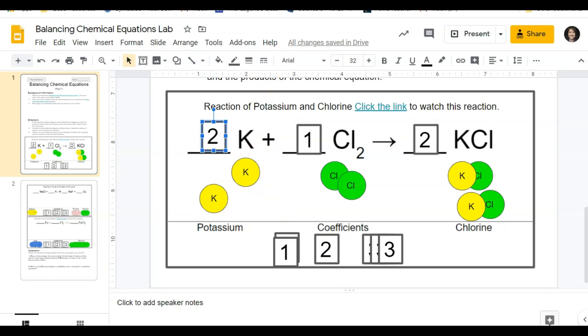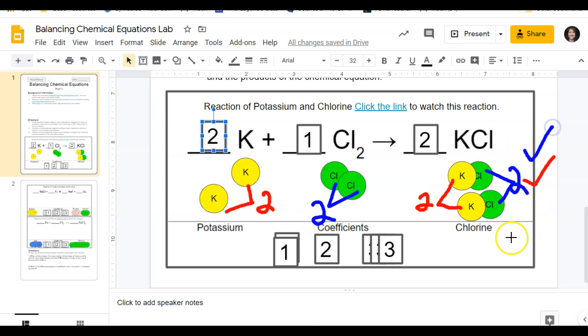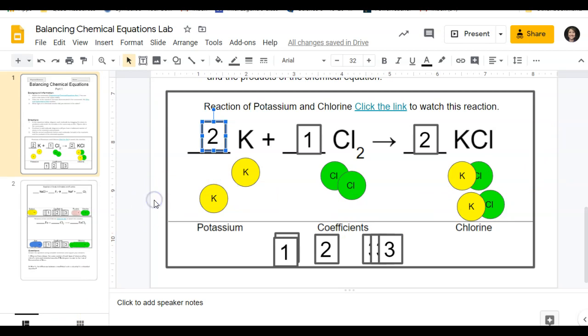And I think now we've fixed it. So let's just double check our work. I have 2 potassium atoms and 2 potassium atoms on this side. So that works out. And I have 2 chlorine atoms on this side and 2 chlorine atoms on this side. So that works out. Everything is balanced. My coefficients are 2, 1, and 2.